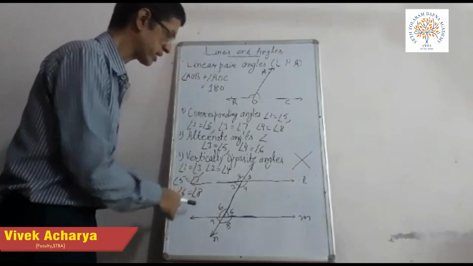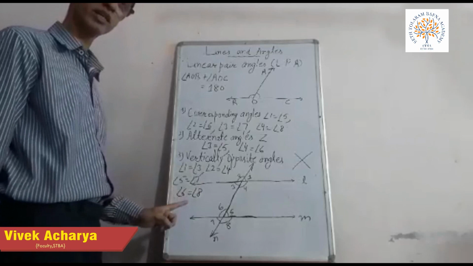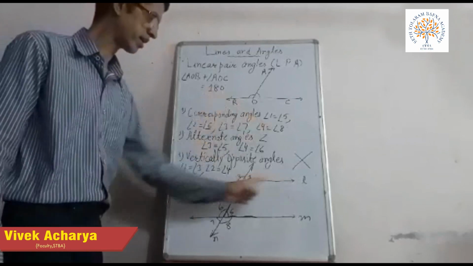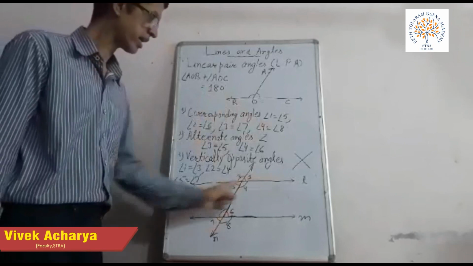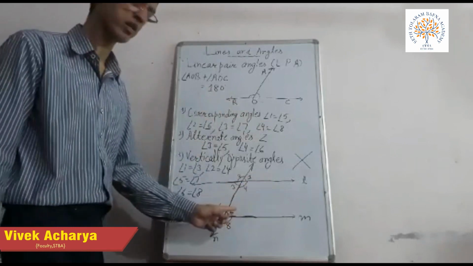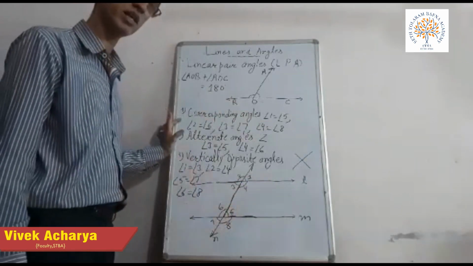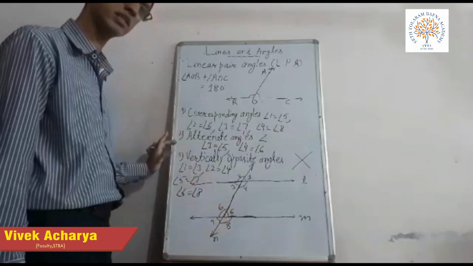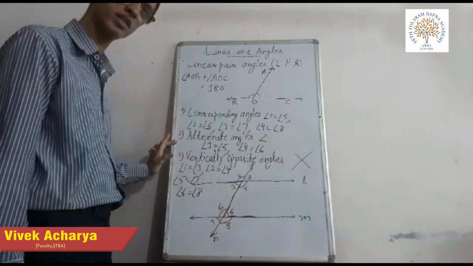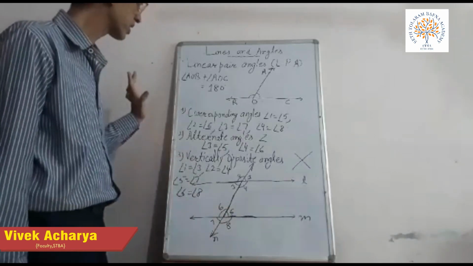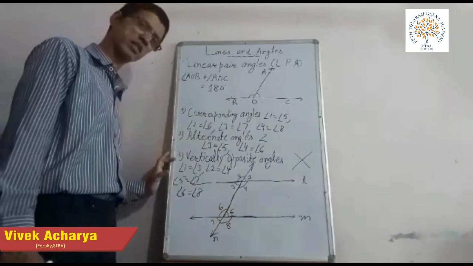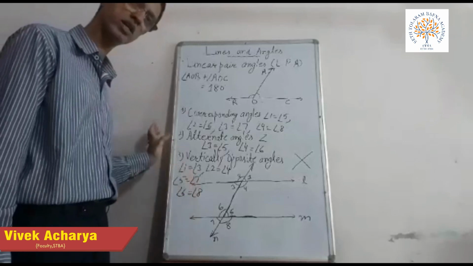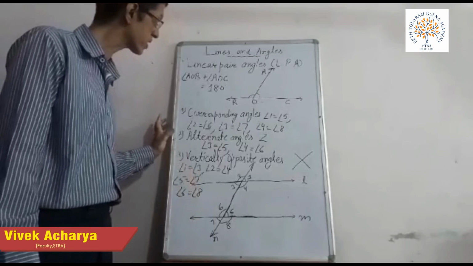So these are some angles, and remember students, these angles are only equal when lines are parallel. If lines L and M are not parallel, corresponding angles are not equal. Similarly, alternate angles are also not equal when the lines are not parallel. But vertically opposite angles are always equal, whether the lines are parallel or not.